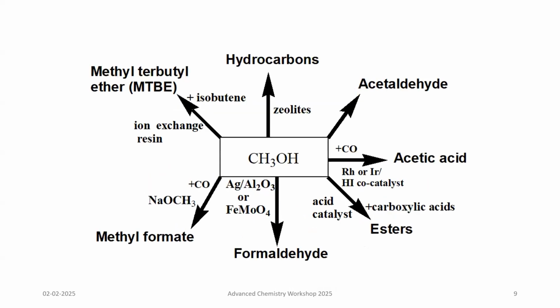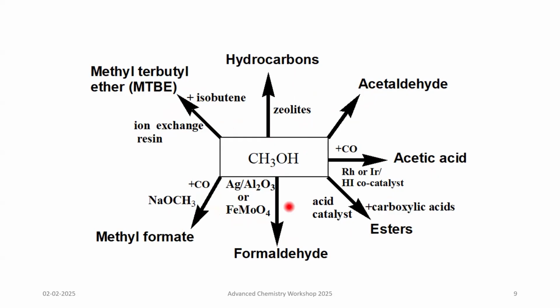Now, look at this methanol, this is the input methanol, plus carbon monoxide, you use rhodium and iron and then HI as a co-catalyst, you get acetic acid. Same methanol, you can also get acetaldehyde. If you use zeolites, you get hydrocarbons, and if you use ion exchange resin, you get MTBE, and if you use silver alumina or iron manganese oxide with sodium oxide, then you get methyl formate, formaldehyde, etc. You see that?